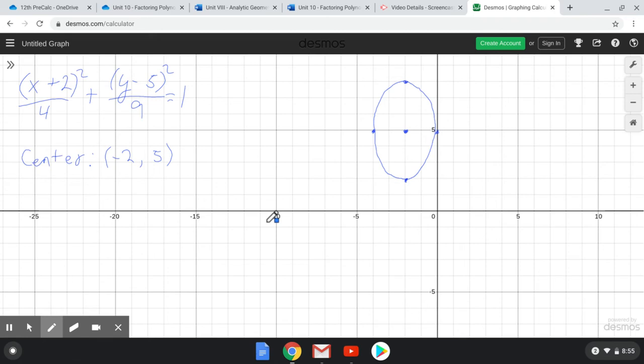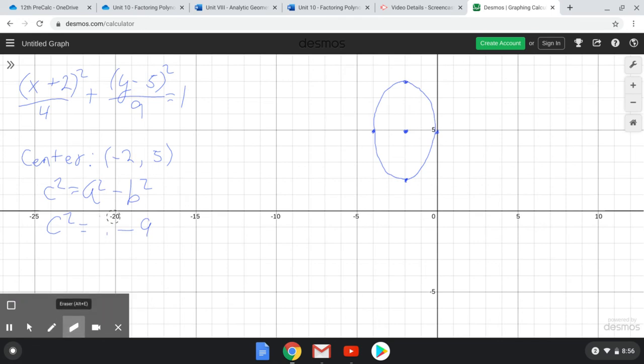If we remember our formula, it's going to be c squared equals a squared, remember, that's our hypotenuse, minus b squared. So plugging in our numbers, a squared is 4, b squared is 9. Nope. Scratch that, other way around. That doesn't make any sense. A squared is 9. B squared is 4. So much better. All right, so c squared equals 5, which means c equals the square root of 5.